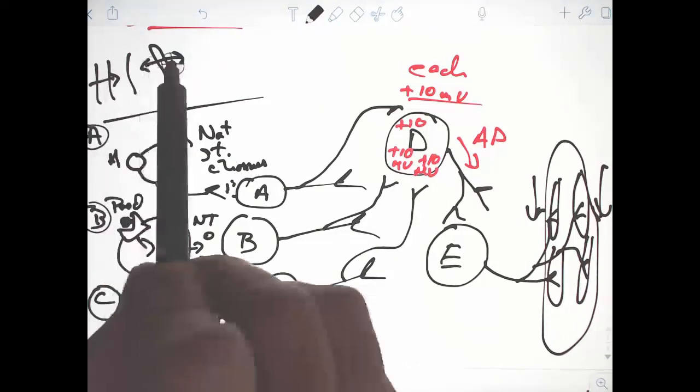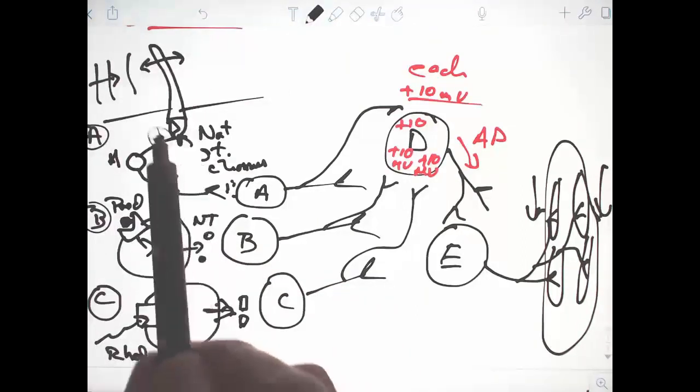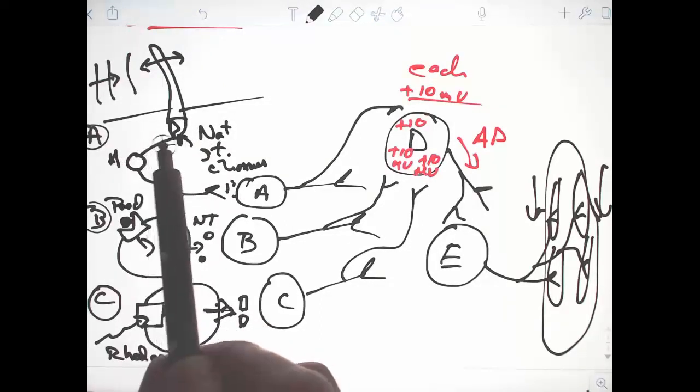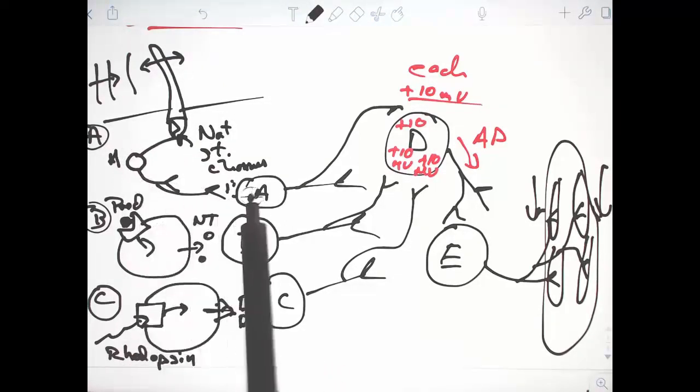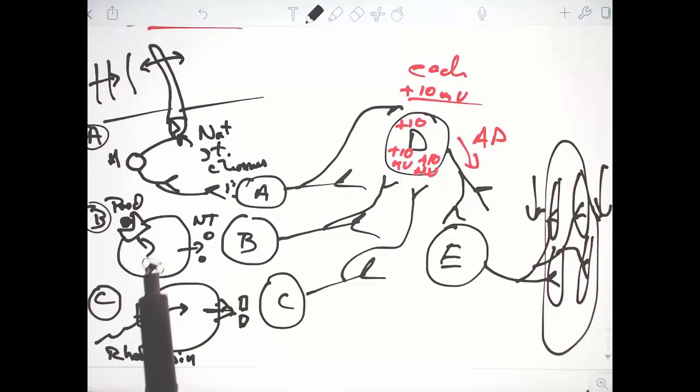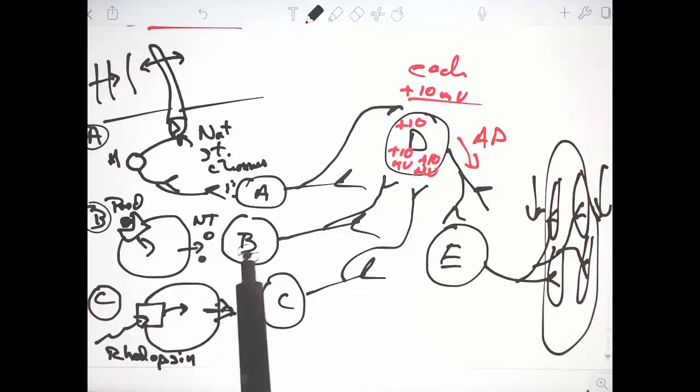We have vibration that causes that hair to bend back and forth, stretch channels within it, and this cell will produce action potentials only if there are 50 of them per second. The odor from a predator activates a G protein coupled receptor. I haven't shown any of it, but it releases neurotransmitter to B and causes action potentials in B. And rhodopsin is absorbing photons, releasing neurotransmitter to C.